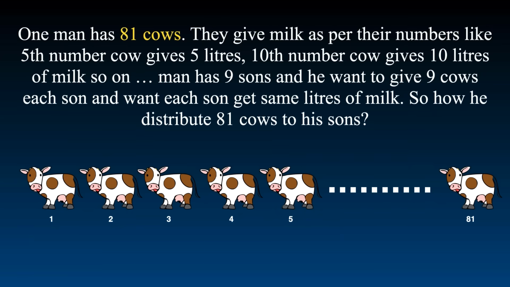One man has 81 cows. They give milk as per their numbers. Like the 5th number cow gives 5 liters of milk, the 10th number cow gives 10 liters of milk, the 81st number cow gives 81 liters of milk, and so on.